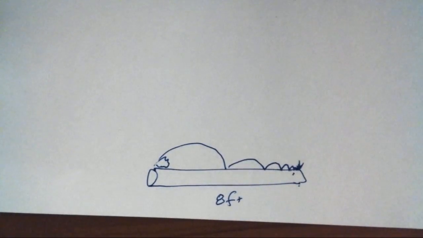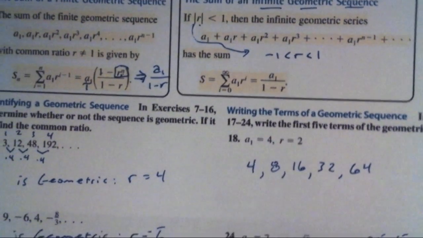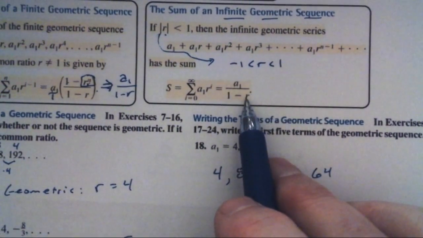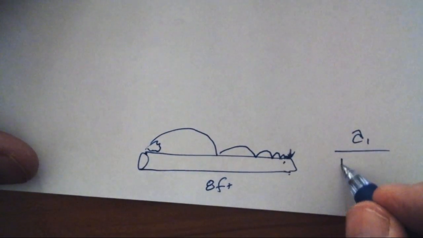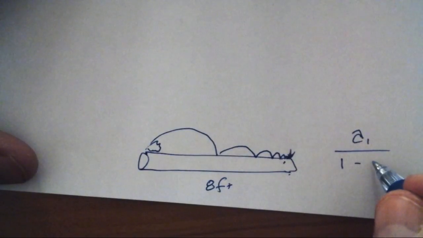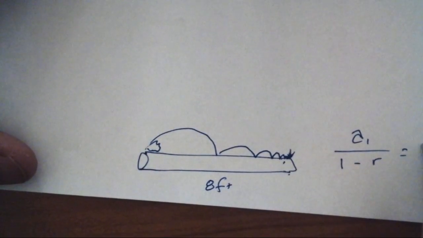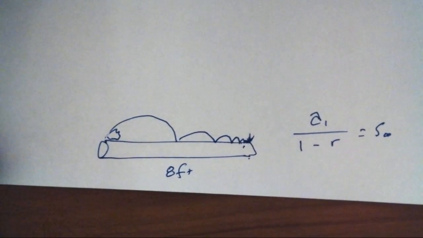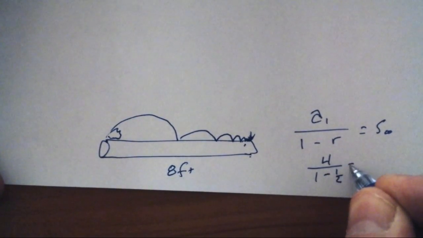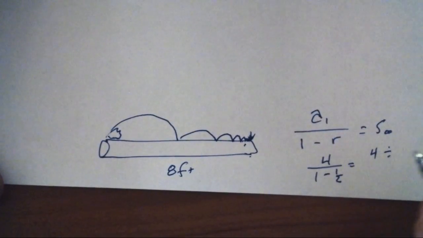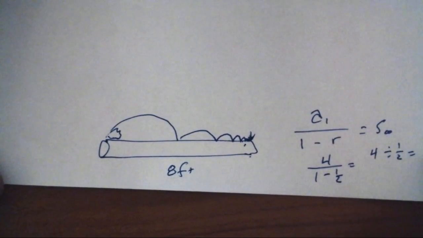And that's what this formula does. This formula right back here. The formula we're using says a1, the first jump the frog makes, over 1 minus the ratio, that's the sum of all infinity jumps. So that would be first jump 4 over 1 minus 1/2, which is 4 divided by 1/2, or 4 times 2, 8.